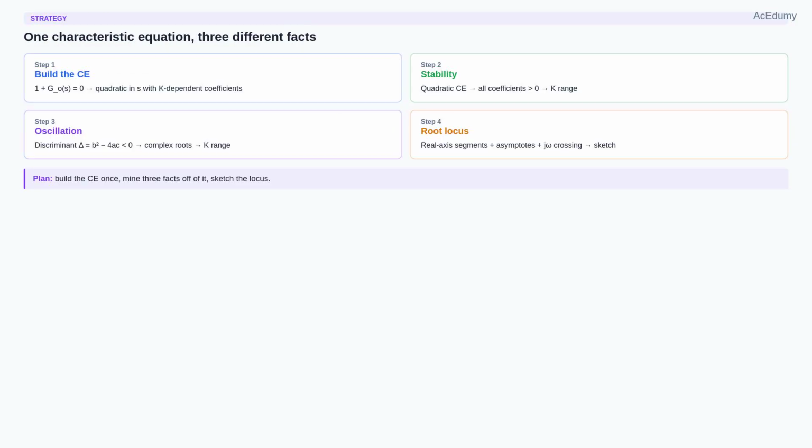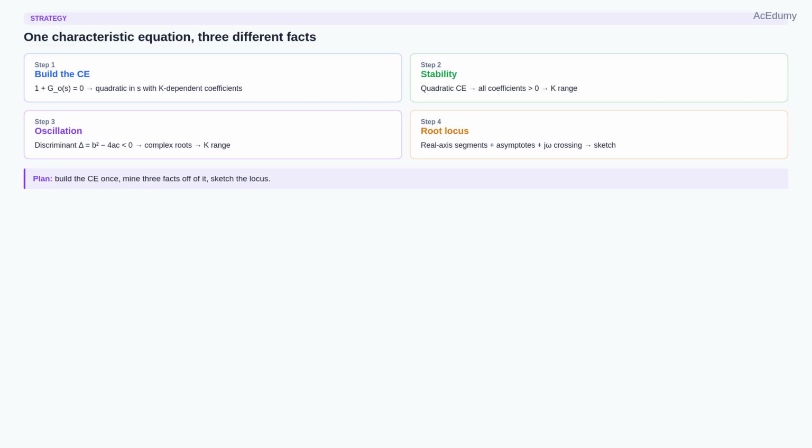The strategy. 3 questions, but they all live on the same closed loop characteristic equation. Build it once, then read 3 different facts off of it. Step 1. Write the closed loop characteristic equation. 1 plus G_o(s) equals 0, expanded. The result is a quadratic in s with k-dependent coefficients.